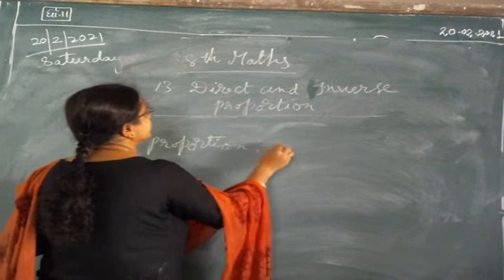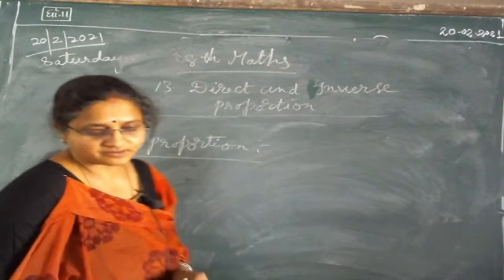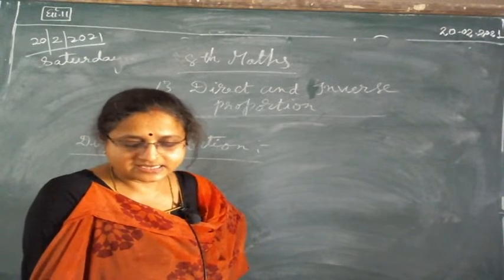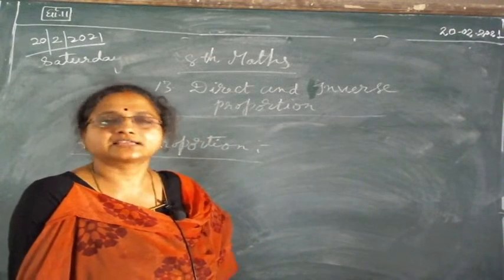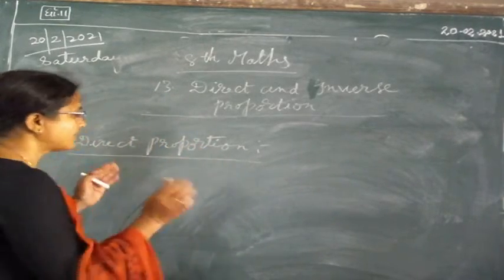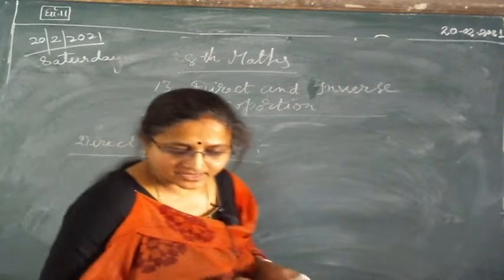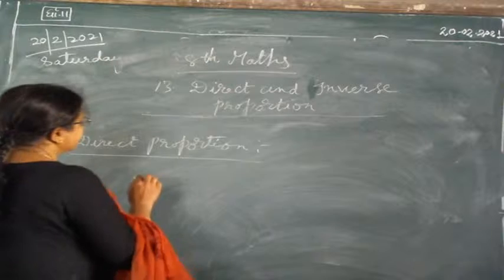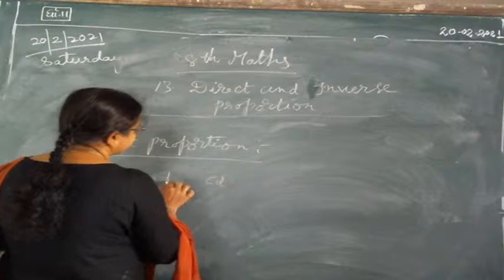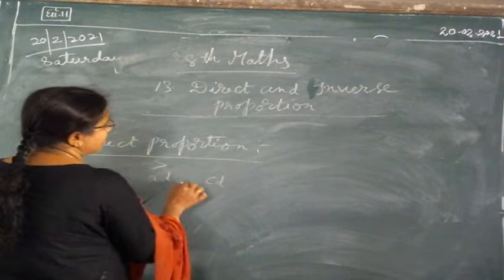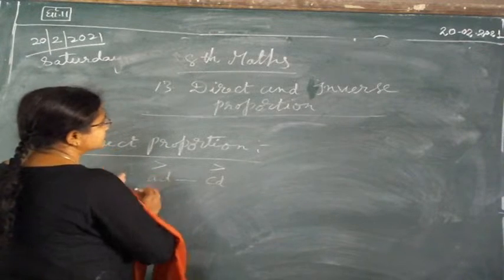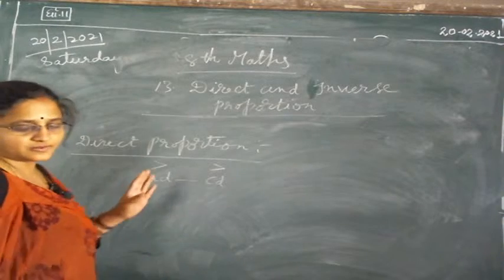Direct proportion means two quantities related in such a manner that an increase in one results in a corresponding increase in the other, or vice versa. See, how can we say two quantities are in direct proportion? If the value of AD is increasing, automatically the value of CD will also increase. Understand or not?